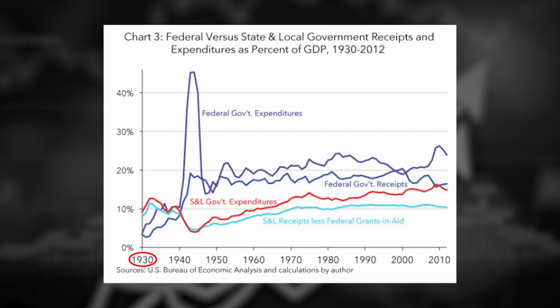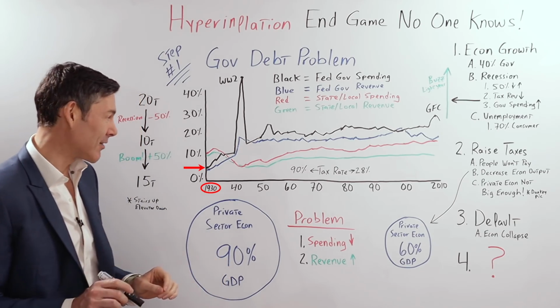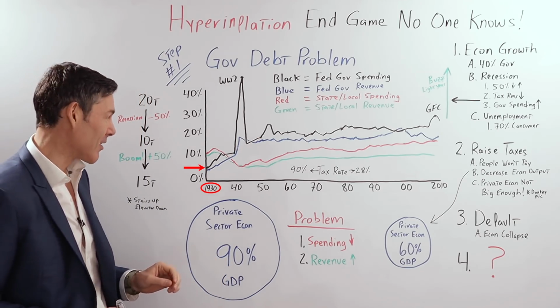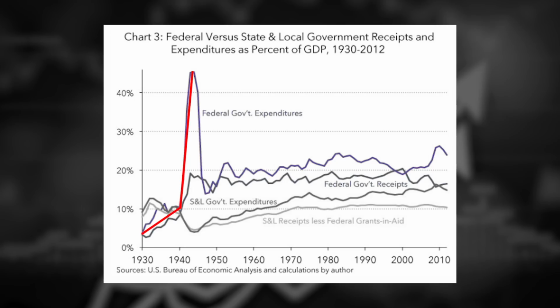Starting in 1930, federal government spending right around 3 to 4% of GDP. Wouldn't that be nice if we could go back to those days? It goes up, skyrockets, World War II, comes back down, flatlines all the way till we get to the GFC. Notice it goes up substantially.